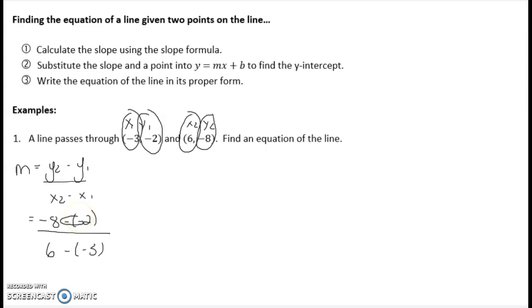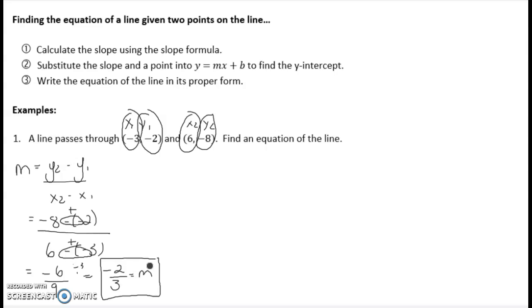So we have two negatives here, which make a positive. So that actually means negative 8 plus 2, which gives me negative 6. And then below we have 6 minus minus 3, so negative, negative make a positive. So 6 plus 3 is 9. Okay, and then we can actually reduce this, divide them both by 3, and it's negative 2 over 3. So that is our slope.